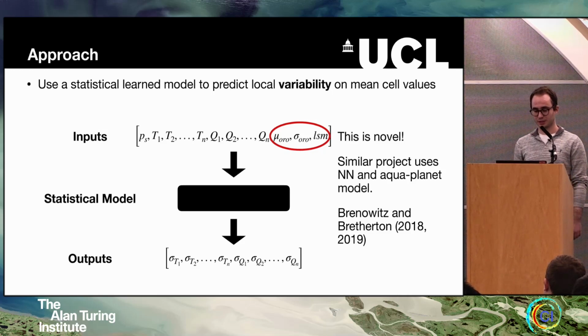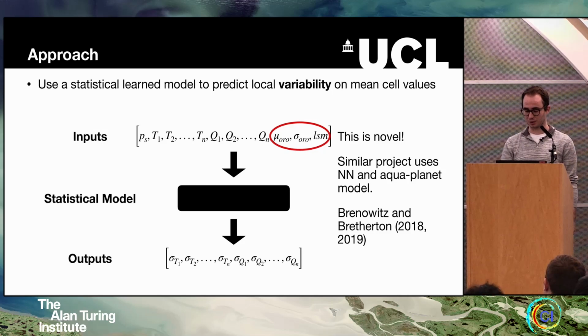So there is similar work. This was also done by Brenowitz and Bretherton a few years ago. However, they use a neural network to learn this relationship, and they also only perform this on an aquaplanet model. Whereas what we're going to use is a very simplified climate model. And therefore, including the orography mean and the land-sea mask variables at the end is, of course, novel.